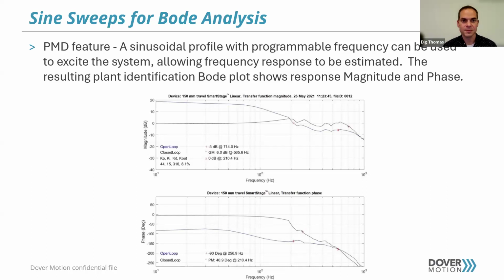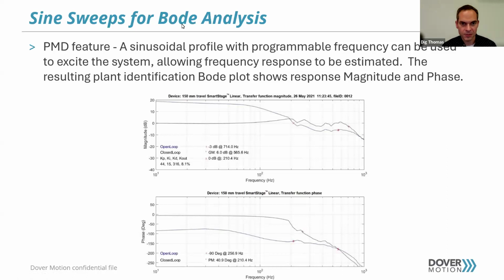So PMD actually has a built-in sine generator, which is great. You can just put in the frequency and it takes care of the rest. You don't have to worry about going through and creating tables and whatnot. So for frequency sweeps and identification, this is extremely helpful. Additionally, for any customers who want to see how their plant behaves once they put their payloads on there, this is invaluable.